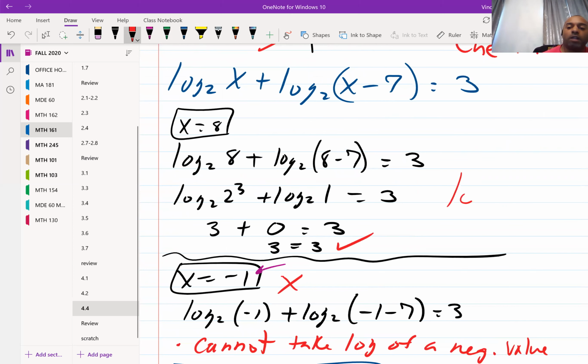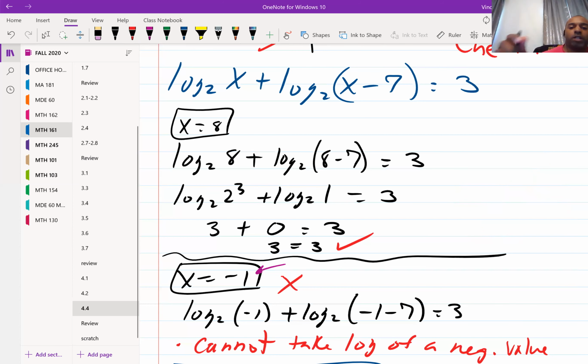It's about when you plug it in, will you be taking the log of a negative? In other words, if I had the log of, let's say, negative 1 plus 8, that would be log of 7, which is fine. But if I was plugging in x right here, that would be fine. So it's not about your solution being negative. It's about when you plug in your solution, will you be taking the log of a negative?